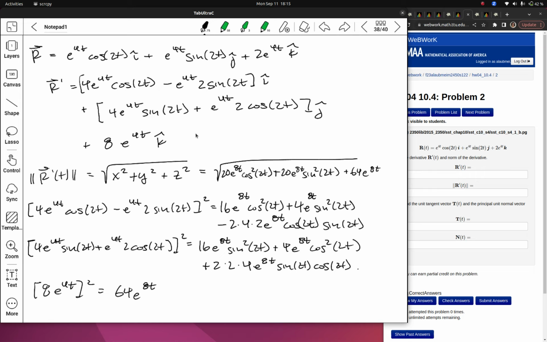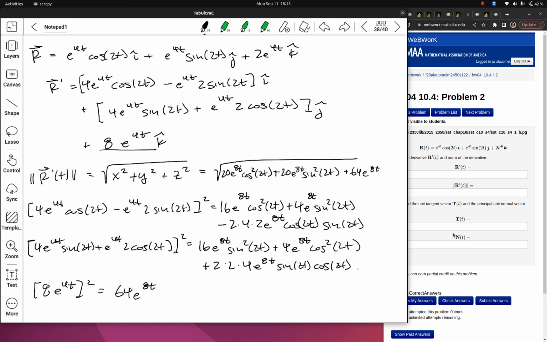Again, using this idea that e to the 4t times e to the 4t gives me e to the 8t. And then I did the same with the j hat component. So the first part multiplied by itself gives me 16 e to the 8t sine squared. The second part gives me 4 e to the 8t cosine squared. And then cross multiplying them gives me 2 times 4, the numbers that I have in those terms, e to the 8t sine 2t cosine 2t.